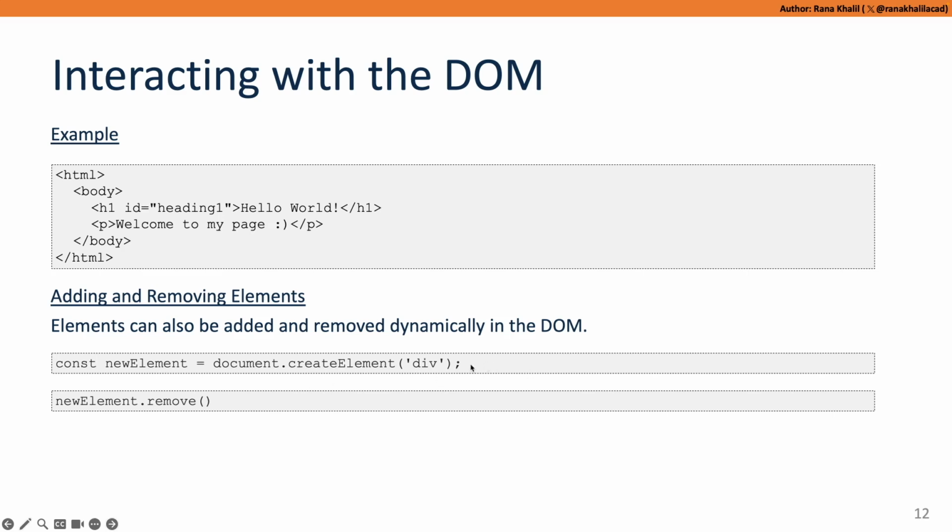In this line of code over here, we're using the createElement method to create a div element. And in the next line of code, we're using the remove method to remove the element that we just created.